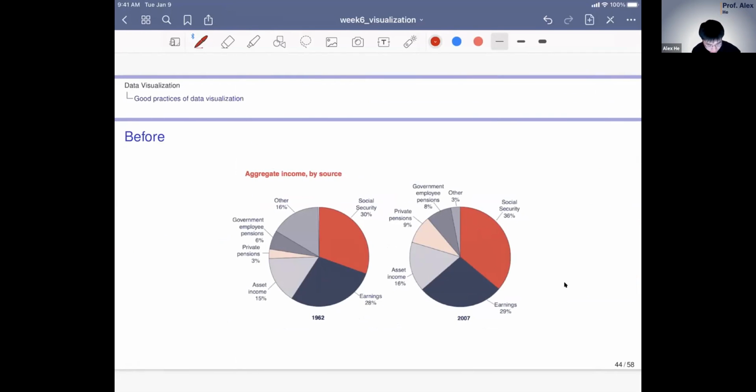Okay, last one. So this figure tells you what is the source of aggregate income in two years. The first year is 1962, the second year is 2007. And in 1962, for example, 20% of the income is from earnings, 30% from Social Security, 15% from asset income, etc. And then in 2007, the fractions of each of these sources change a little bit. The message of this figure, by having these two pie charts, is, of course, first, all of these different groups add up to 100%. And second, by having these two years side by side, it also wants to do some comparison, right, of the fractions in these different years.